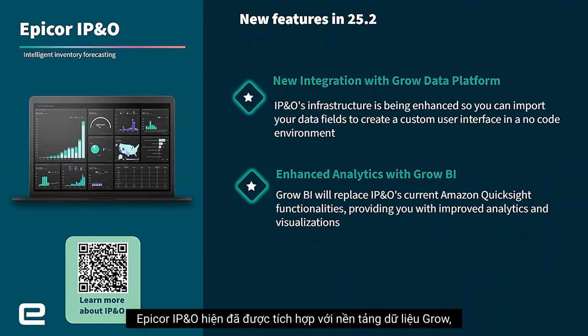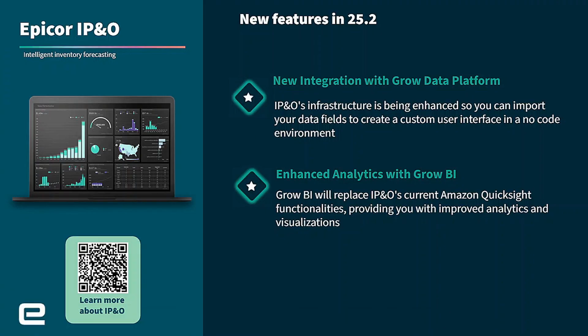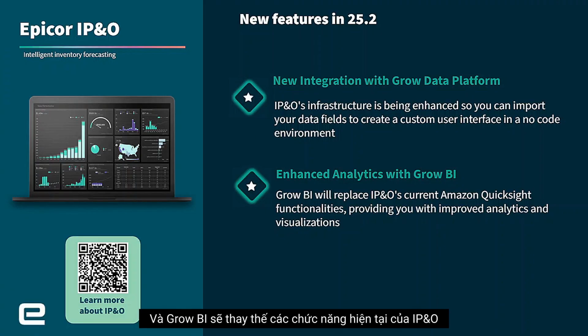Epicor IPNO is now integrated with the Grow Data platform, bringing you an easier way to import data fields to create custom user interfaces. And Grow BI will replace the IPNO's current Amazon QuickSight functionalities, bringing it inside Epicor to provide easier enhancements and more flexibility.